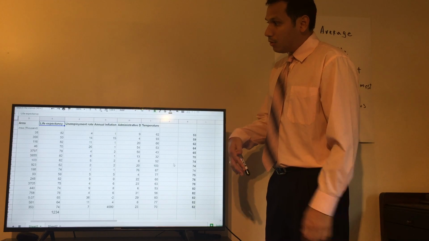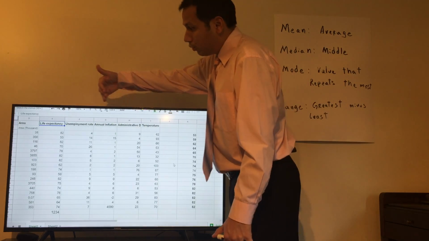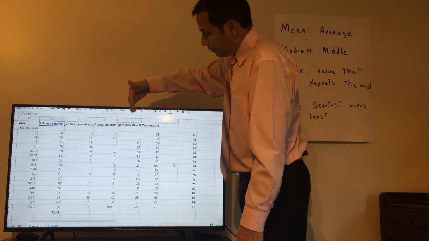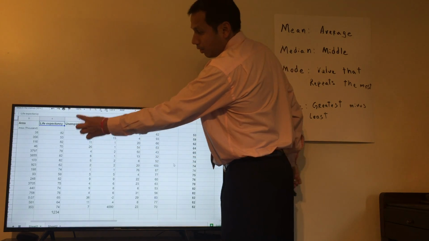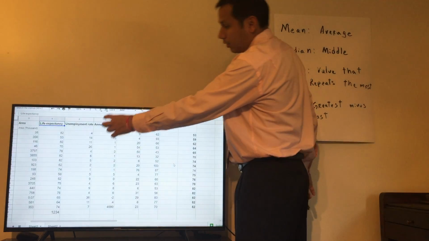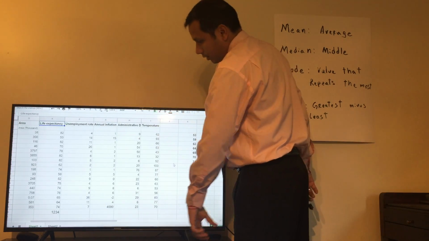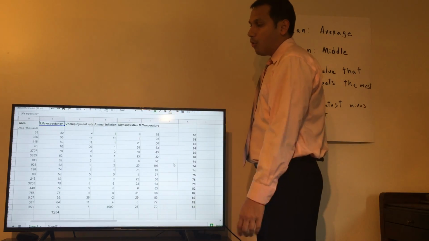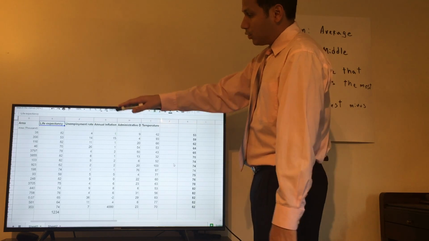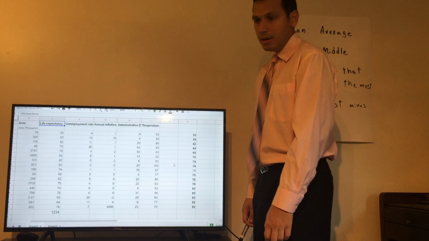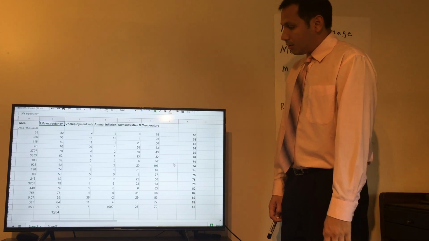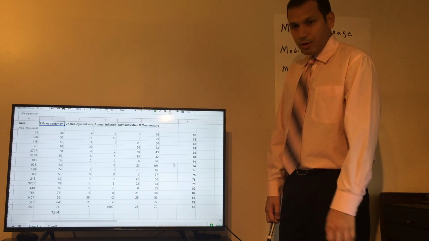And we could move on and do the same with the other sets of numbers. We would do the same for unemployment rate, annual inflation, administrative division, and then temperature. And of course, we will talk about each one of those and what it means in more depth as we move on.